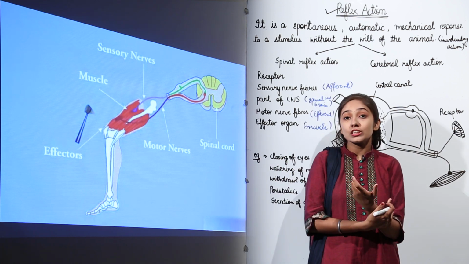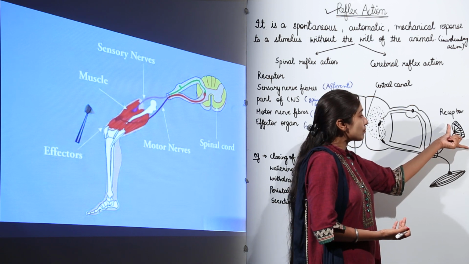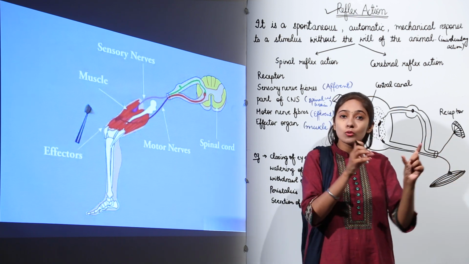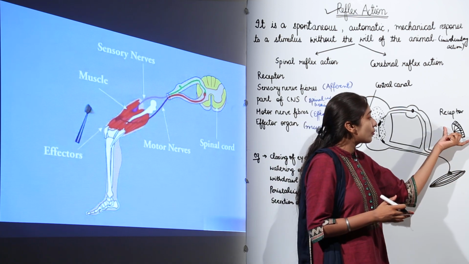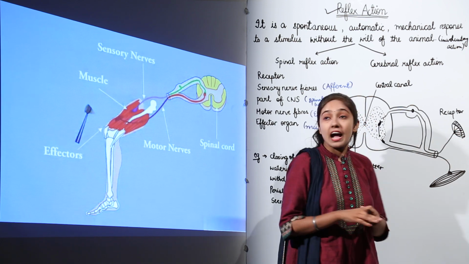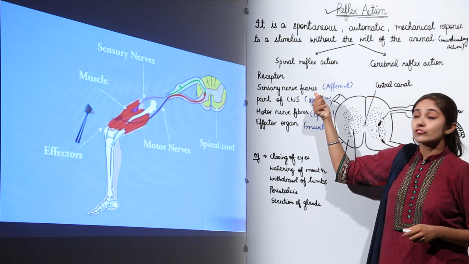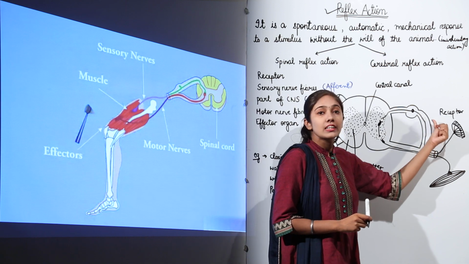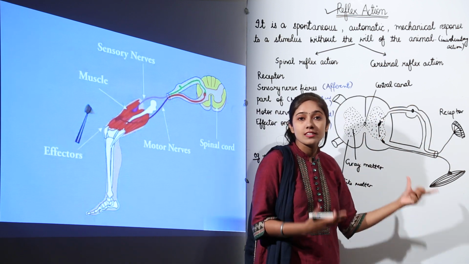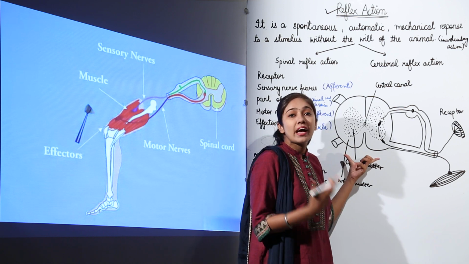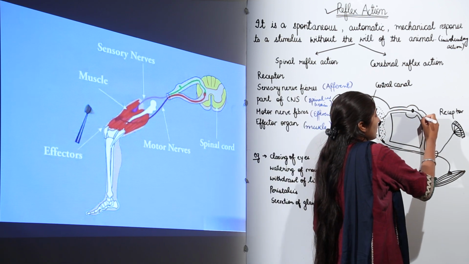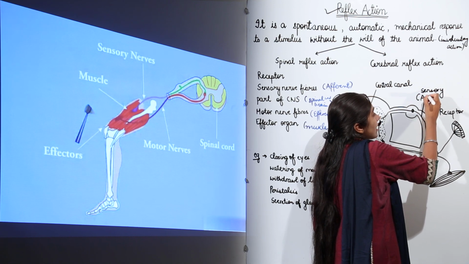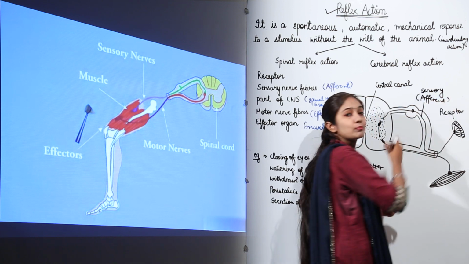For example, your skin touches a hot object. So the receptors over here are basically thermoreceptors. Thermo means heat. So the thermoreceptors are going to take the stimulus, and after this we have the sensory nerve fibers, which we also call afferent nerve fibers. They are going to take this nerve impulse to what? To the central nervous system, and here we are showing the spinal cord. So this nerve fiber is your sensory nerve fiber, or you can also call it afferent nerve fiber, right?